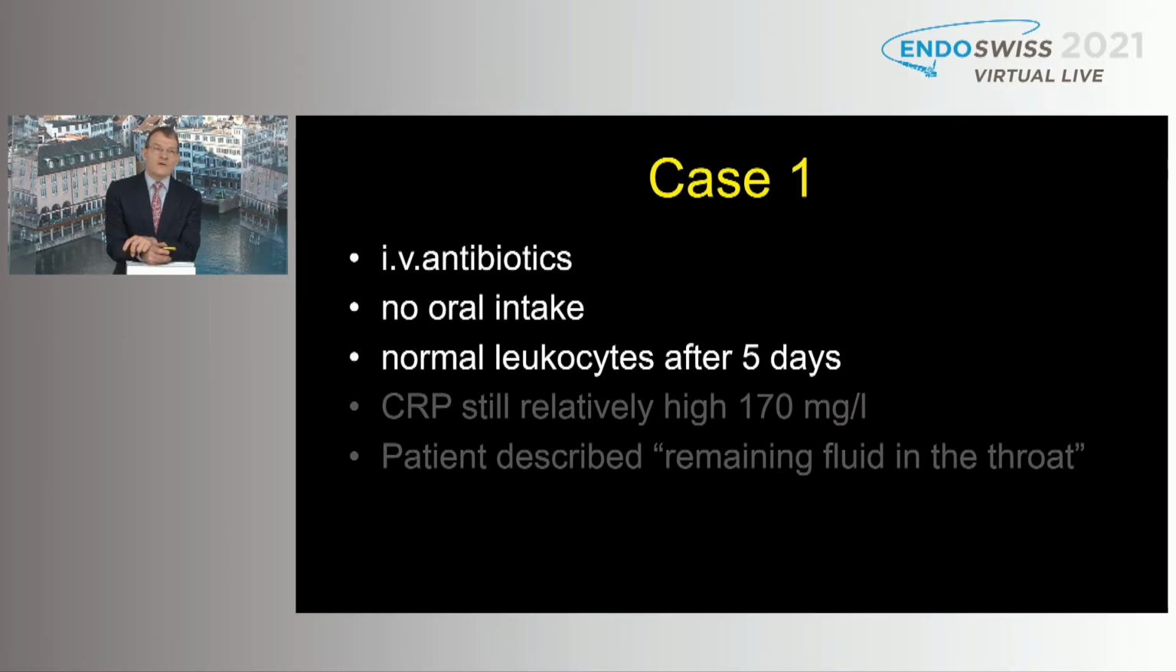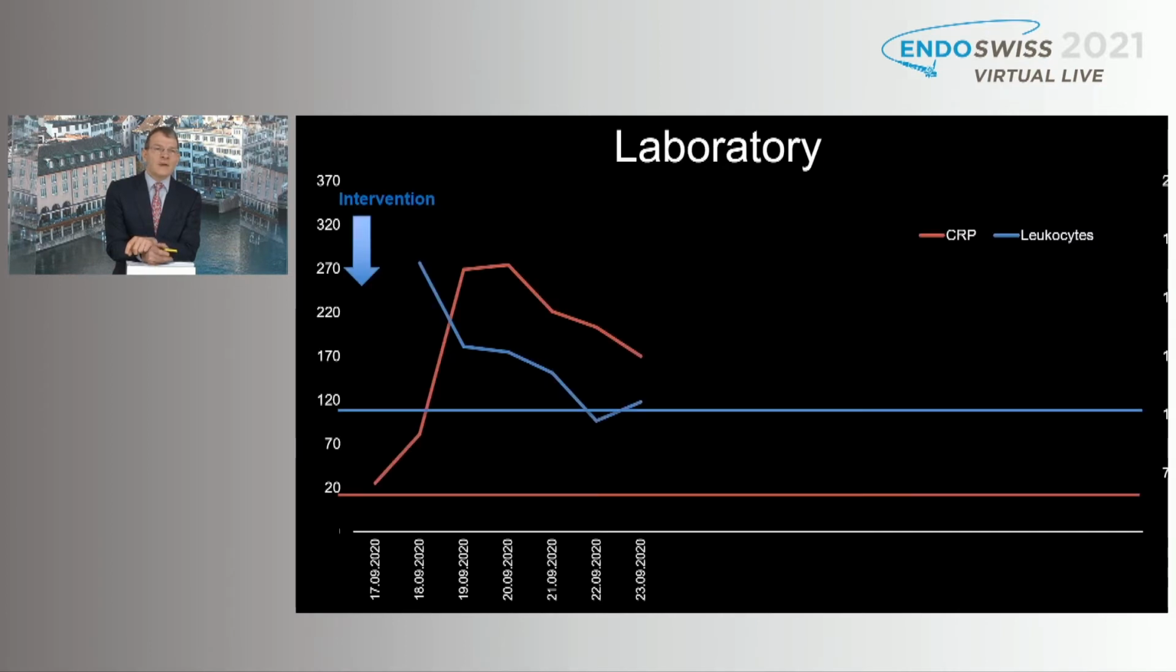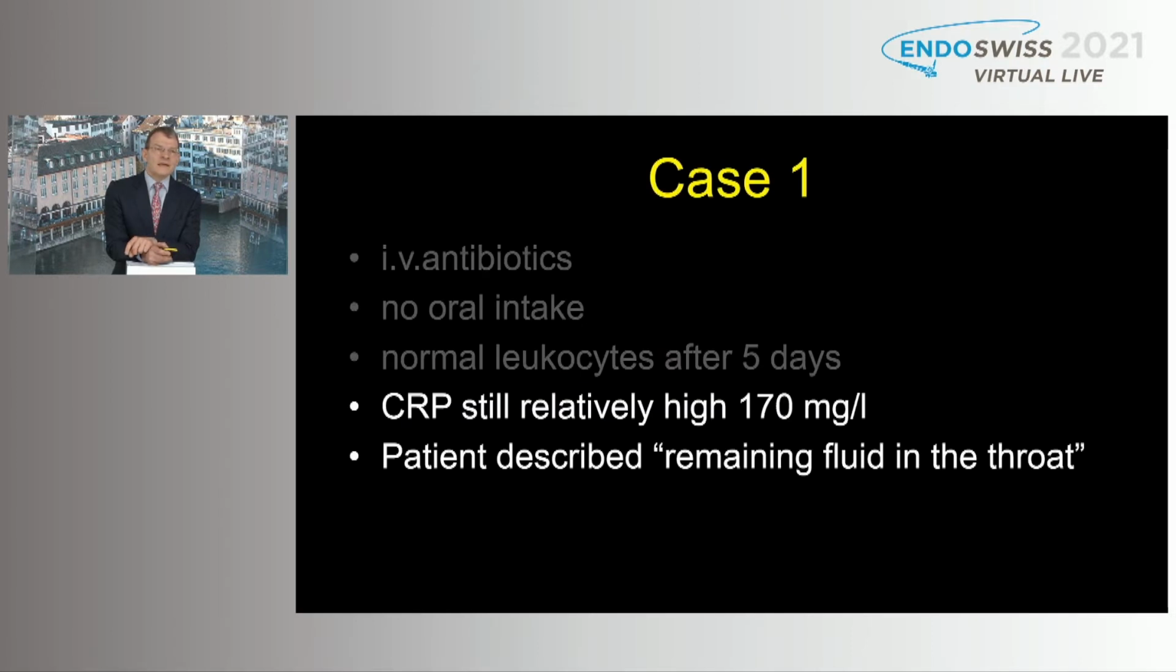The patient was on IV antibiotics. He had no oral intake, and first he had some elevated leukocytes, which normalized after 5 days. Here you can see the laboratory. But then after 5 days, we noted that the CRP level was relatively high.